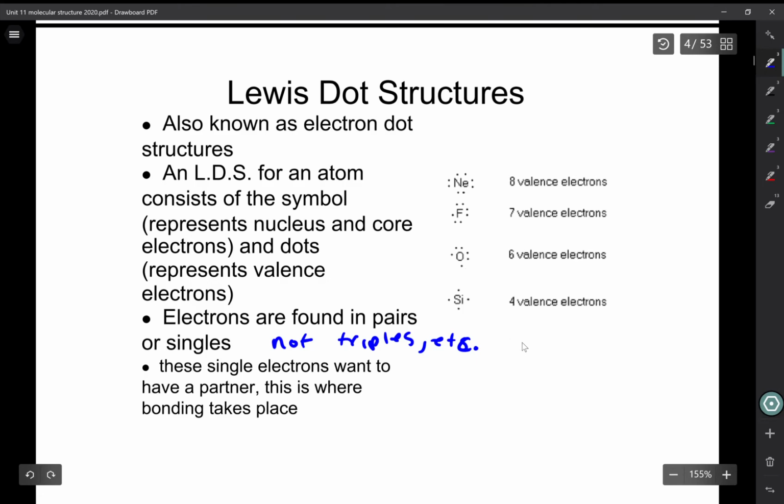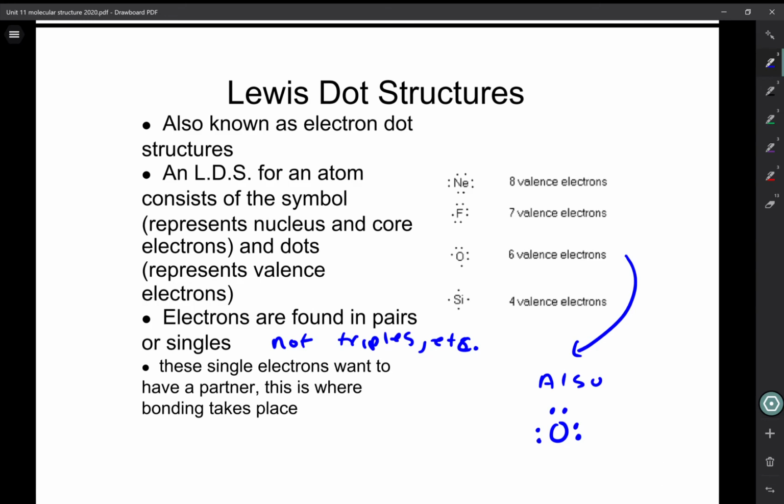You can also do it this way, it's quite all right. In some cases, when we start doing examples for Lewis dot structures in the next video, you'll see when this comes into play. Silicon has 4 valence electrons, 1, 2, 3, and 4. So it's nice and easy how to write those out.